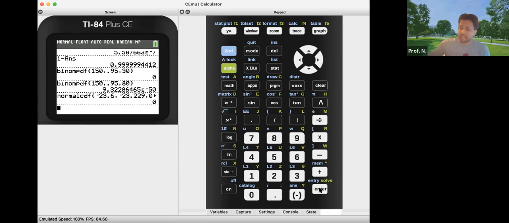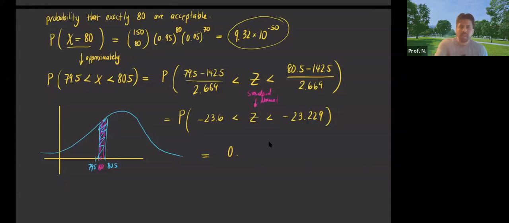So yeah, this is a really small probability, too small for even the calculator to handle. So 9.32 times 10 to the negative 50th power is basically, for your calculator, essentially 0. So I guess the numbers here are too big. The n is too big, and maybe not the greatest example to show, but the idea is that the normal distribution approximates the binomial distribution. Okay.